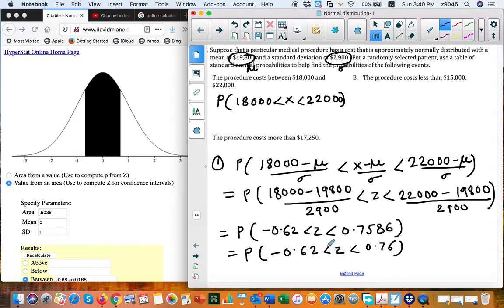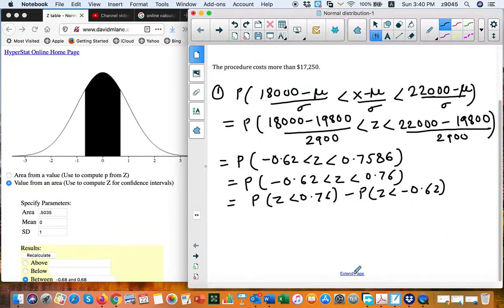Now we have seen that this is one of the familiar forms from the first video, when we were finding the probabilities or area when the z-scores are given. So we can refer to the table and calculate the probability of z for 0.76 minus the probability of z for minus 0.62, and the subtraction of both gives us the answer for our question.